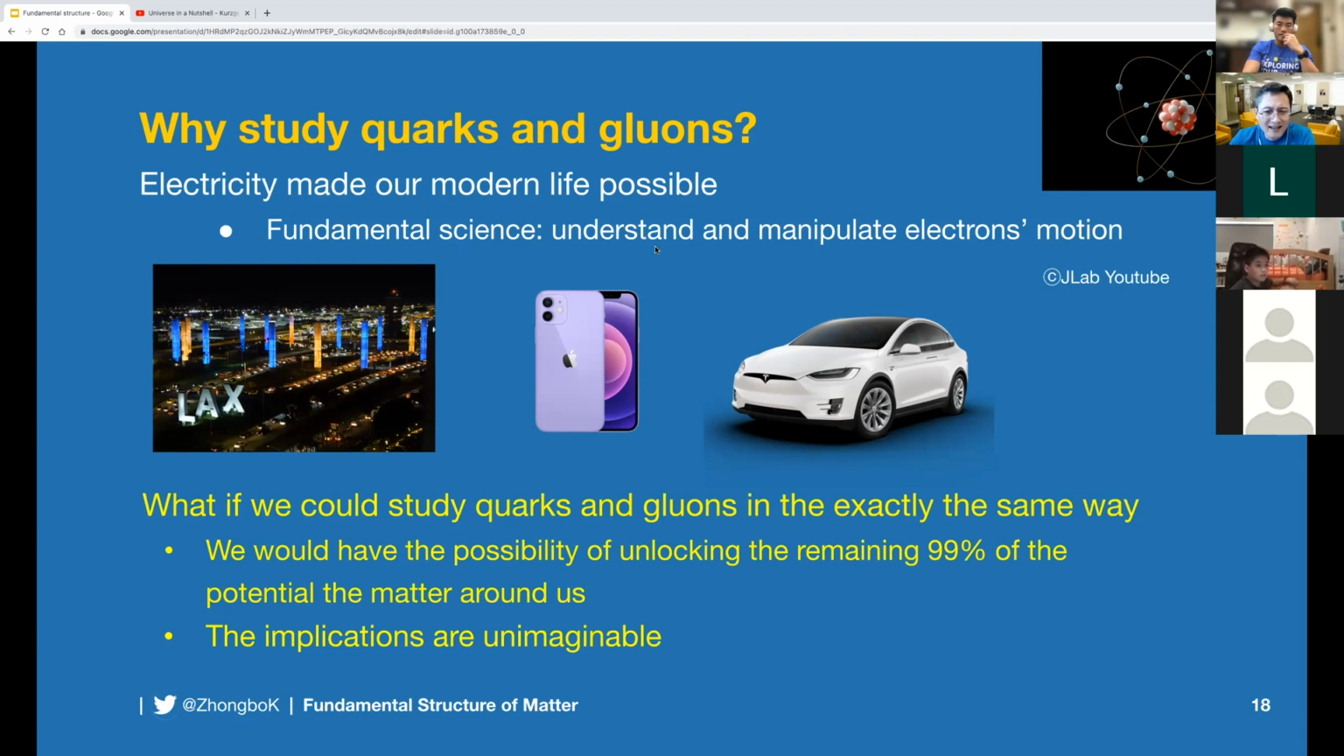We are able to understand and manipulate the electrons' motion. Those are tiny electrons, right? However, those electrons only count for less than 1% of the potential of the energy. So now you can ask the question: what if we could study those 99%, the quarks and gluons, in exactly the same way as we do for electrons? Then we would have the possibility of unlocking the remaining 99% of the potential, the matter around us.